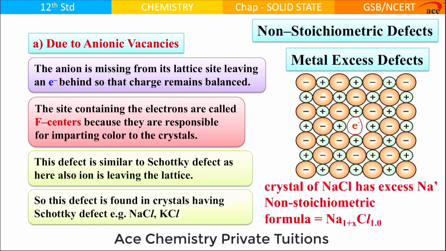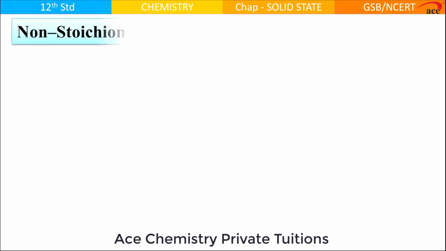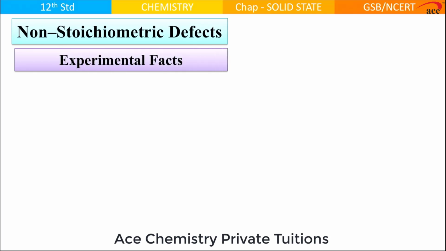There these examples exist. So, imagine if it is NaCl, then Na+ will be extra and Cl- will be lesser. Are you able to see that the stoichiometry of NaCl, which was Na1 Cl1, is now not applicable, and therefore it has become non-stoichiometric? So, we have just learned non-stoichiometric defect, metal excess defect due to anionic vacancy. More about this we are going to learn now.